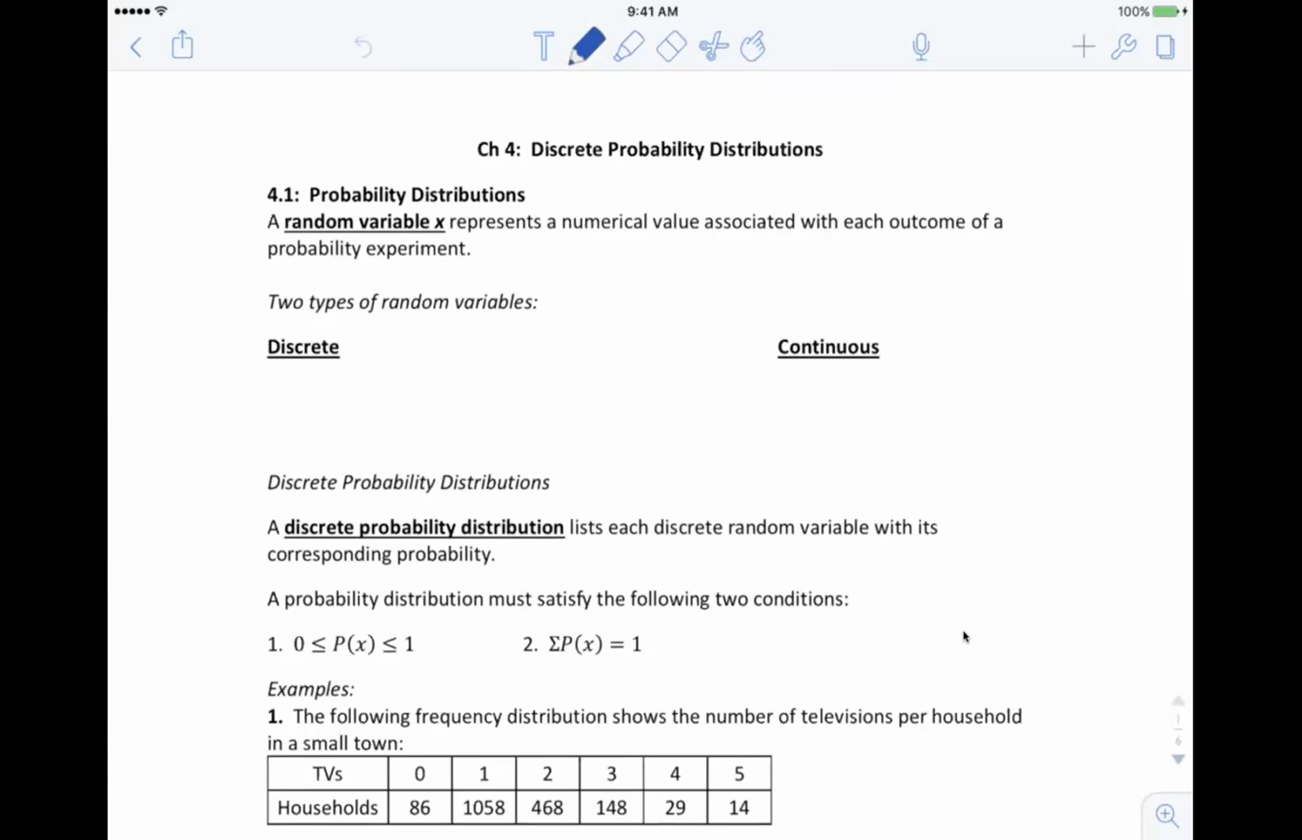There are two types of numerical values or two types of random variables. We have discrete and continuous. In chapter 4, we'll focus on discrete, and then in the future chapters, we will do continuous. But first, let's decide what is the difference between the two. So discrete is basically, it's countable, it can be listed. So all of the outcomes can be listed.